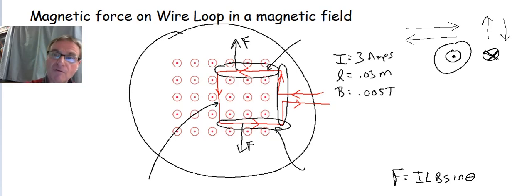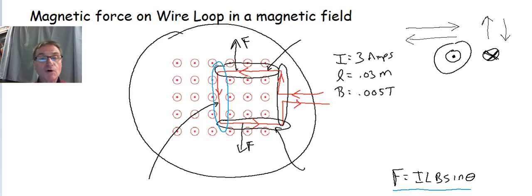We do have another force, though, on the wire on the left-hand side. It's going to obey the same equation, F equals ILB sine theta. Theta is 90 degrees because the wire is perpendicular to the magnetic field.